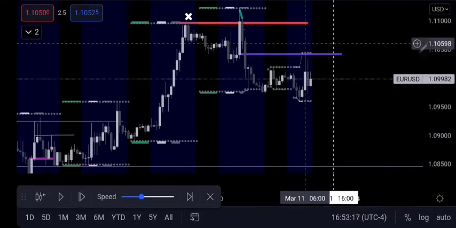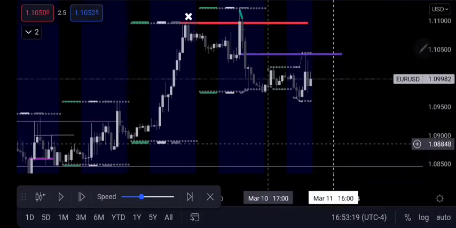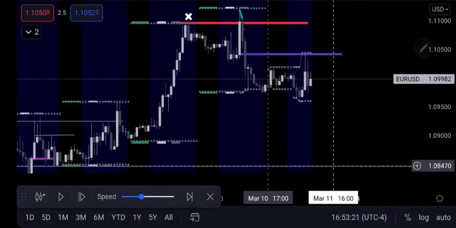Once price taps back into it, take profit is below here or below here.